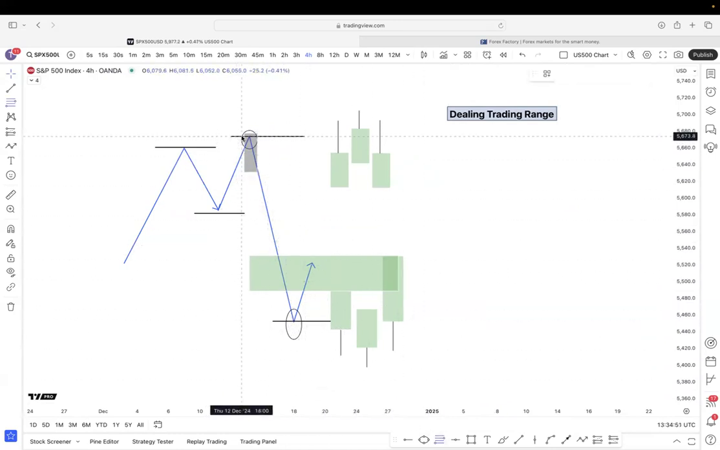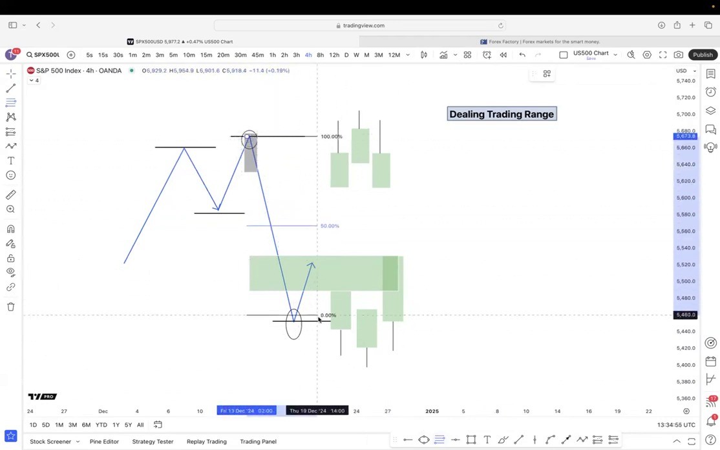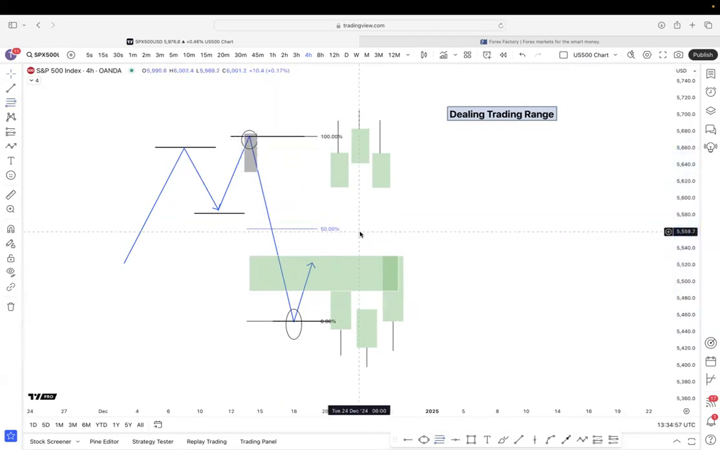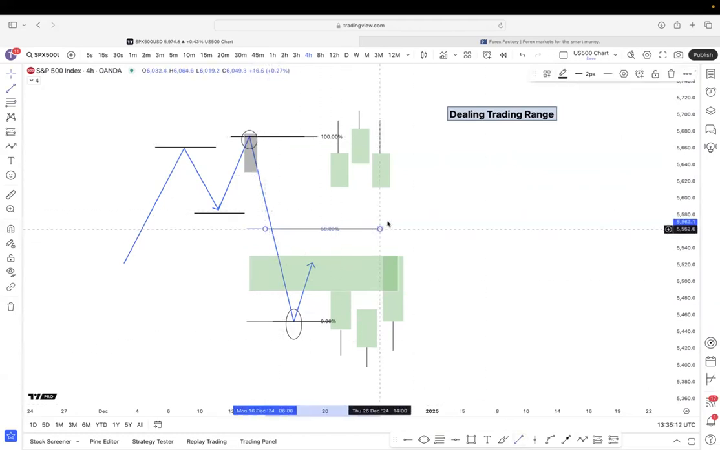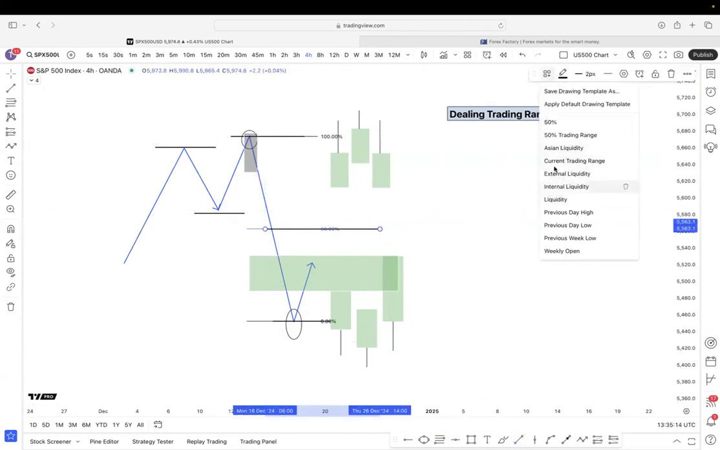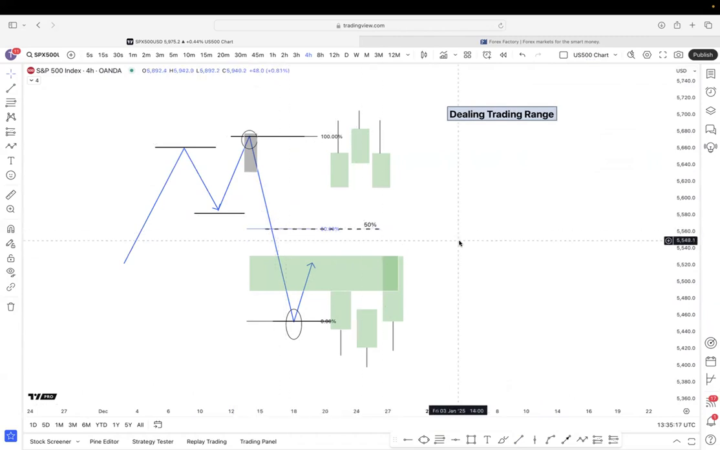So from the top, we clicked our fib range right here. I'm measuring from the top all the way down to the bottom. This is our trading range, our dealing trading range. We've had a swing high, a swing low. We've started pushing higher. We've now measured the range, and we can note 50% of this particular range right here. Perfect. Okay, there's 50% of my trading range.